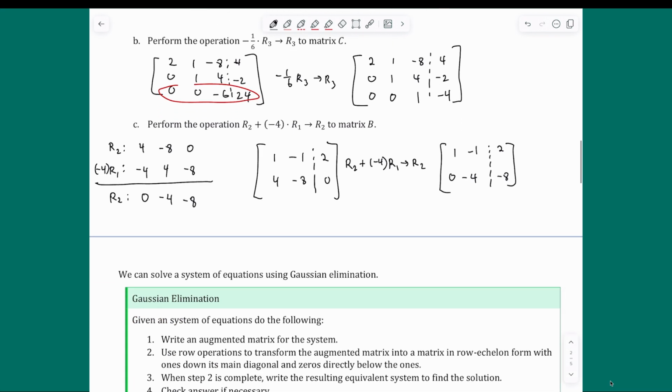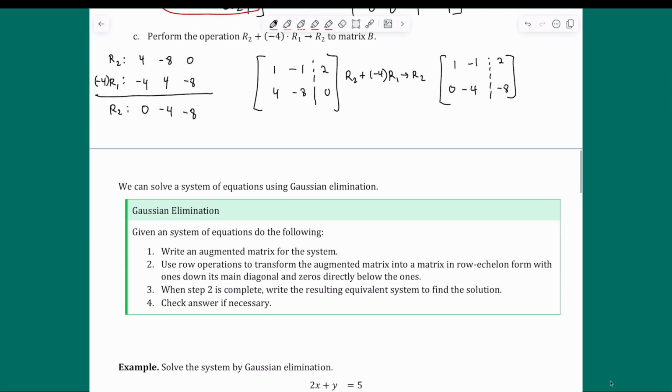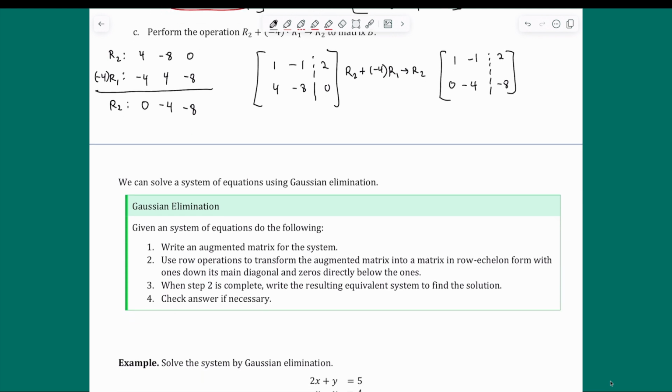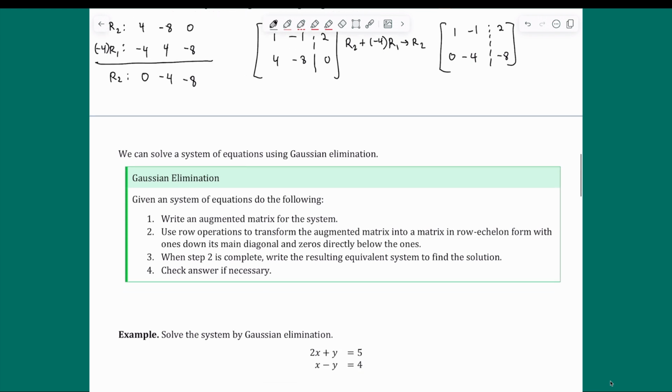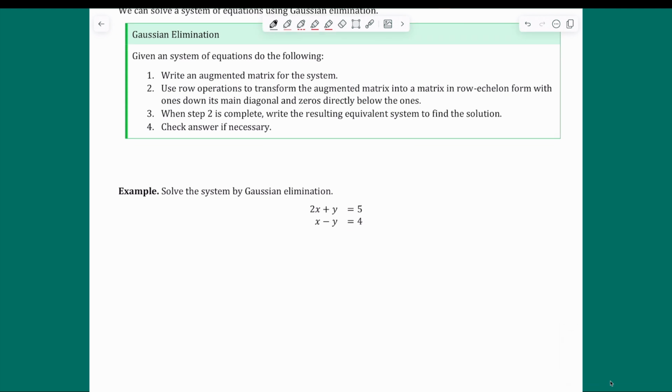All right, so we can solve a system of equations using Gaussian elimination. You could do the following. The first step is you write an augmented matrix for the system. Step 2, we use row operations to transform the augmented matrix into a matrix in row echelon form with ones down its main diagonal and zeros directly below the ones. Step 3, when step 2 is complete, write the resulting equivalent system to find the solution, and then step 4, check answers if necessary. All right, let's try an example of that.